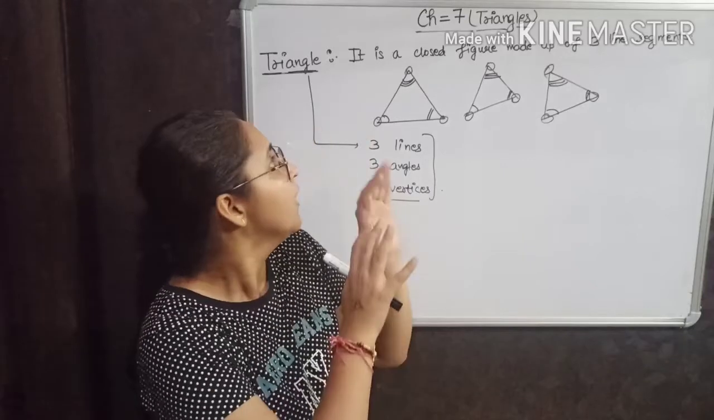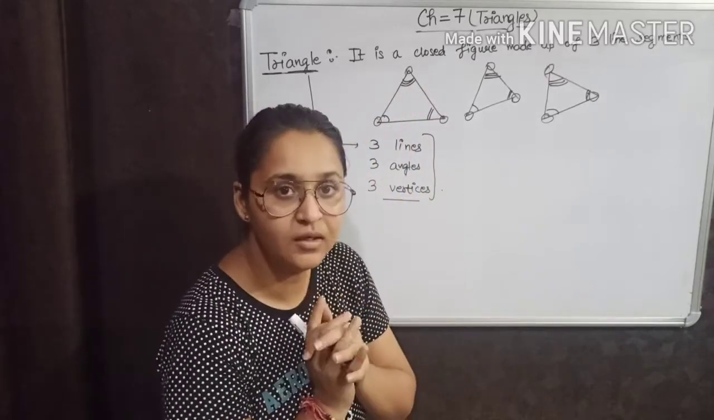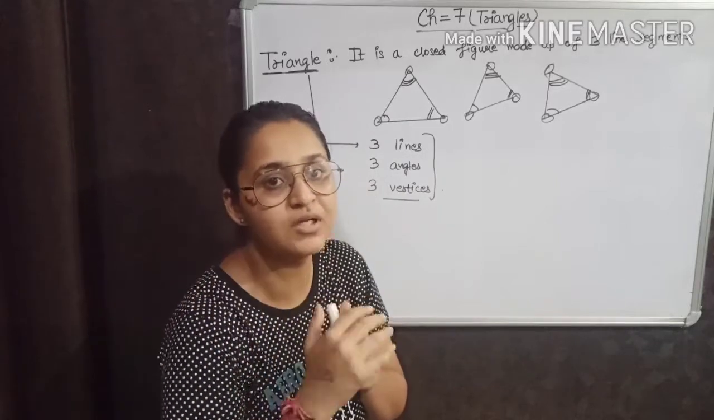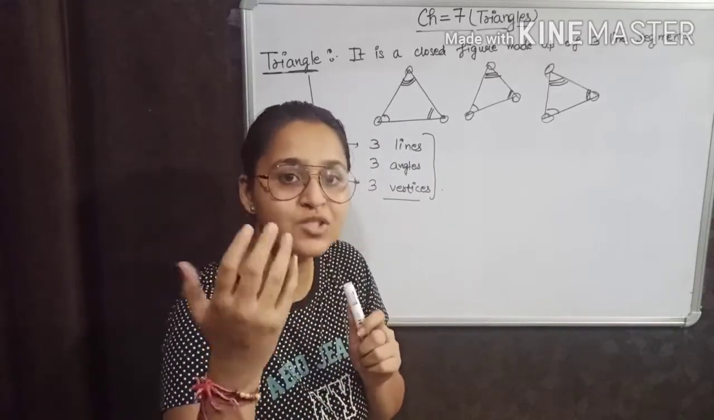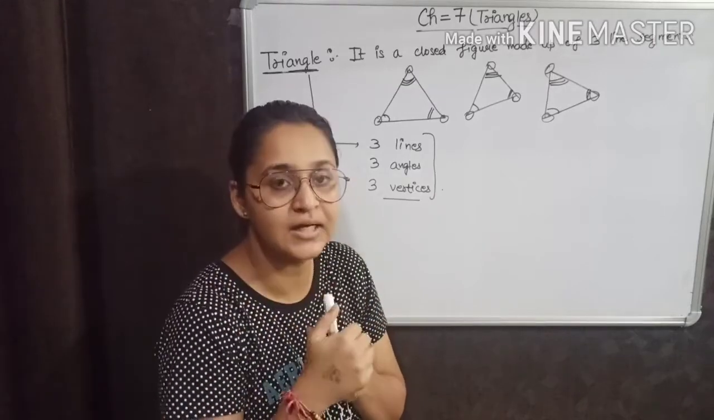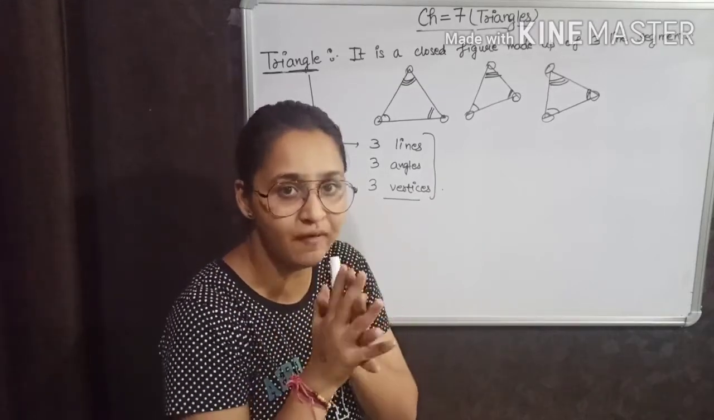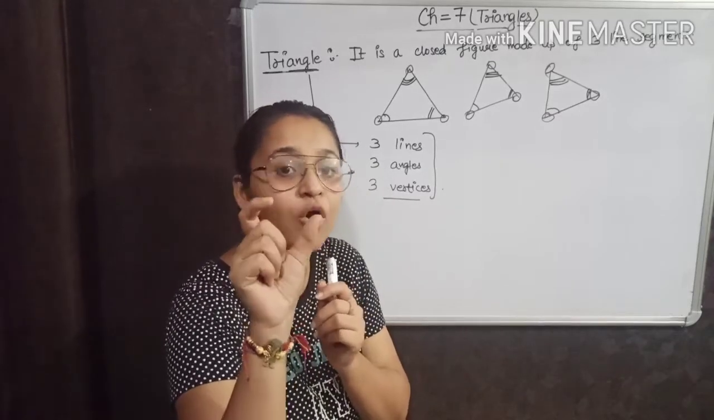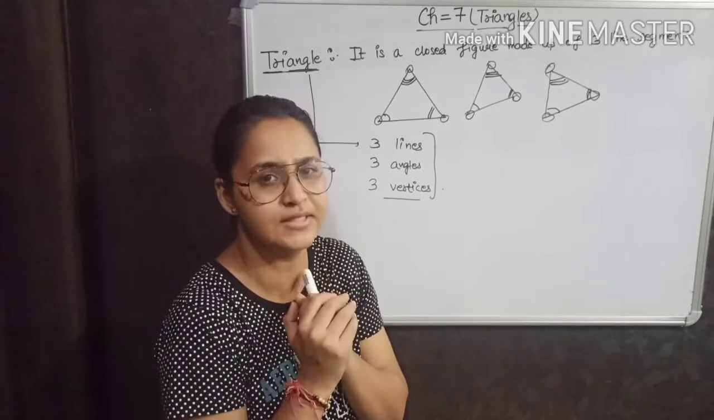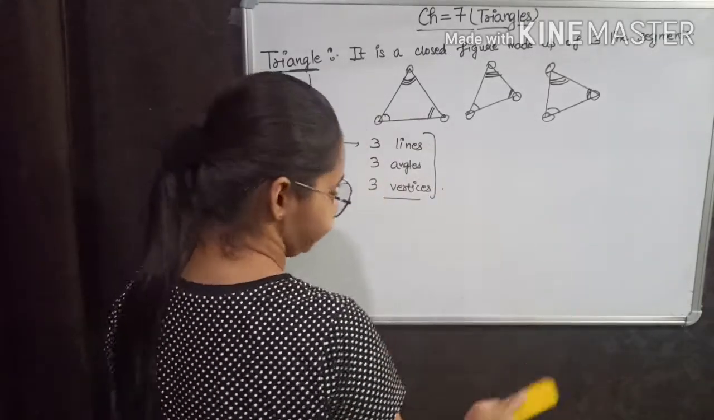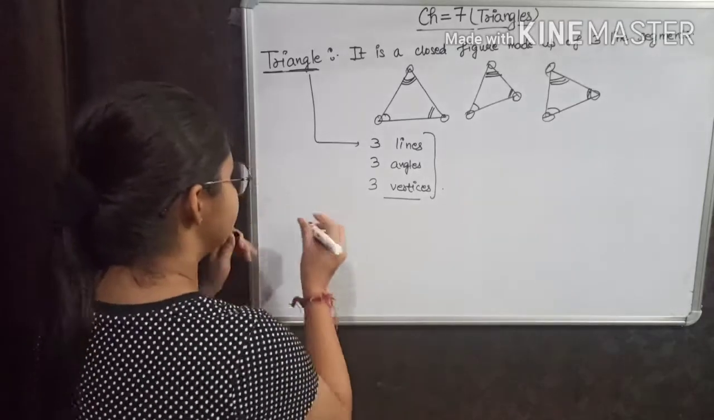Now, we have studied about triangle. In this chapter, the main topic that we will study is congruence of triangles. Congruence of triangles, that is the relationship between triangles. Now, first of all, you must be clear with the meaning of congruence. What is congruence?